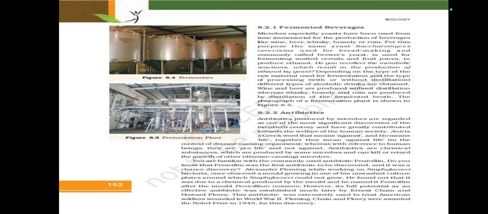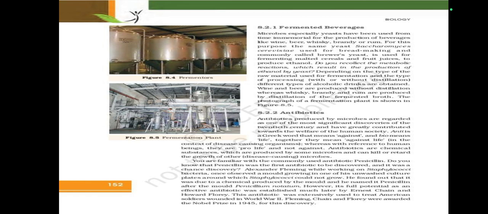8.2.1 Fermented beverages. Microbes, especially yeasts, have been used from time immemorial for the production of beverages like wine, beer, whiskey, brandy, or rum. For this purpose, the same yeast, Saccharomyces cerevisiae, used for bread making and commonly called brewer's yeast, is used for fermenting malted cereals and fruit juices to produce ethanol.